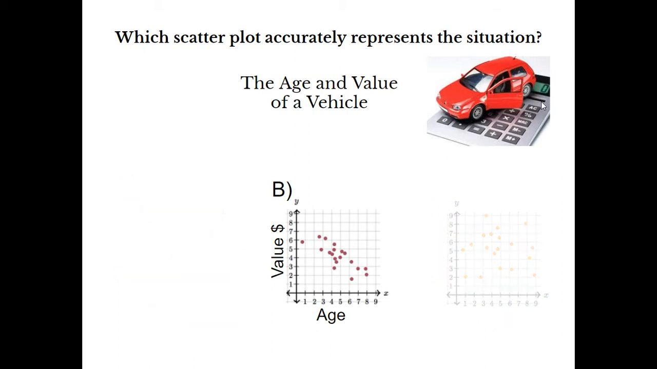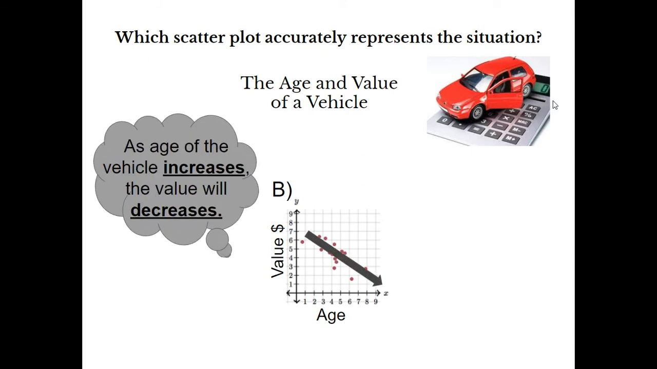Maybe you chose this one. Absolutely. As the age of a vehicle increases, the value will decrease. And so we see a negative correlation with this one, unless it's a collector's vehicle, obviously. But it's a negative correlation because as one thing's going up, the other is coming down. And that would represent the age and value of a vehicle. Yep, the older they get, the less and less they're worth.